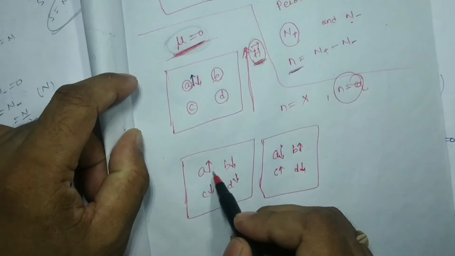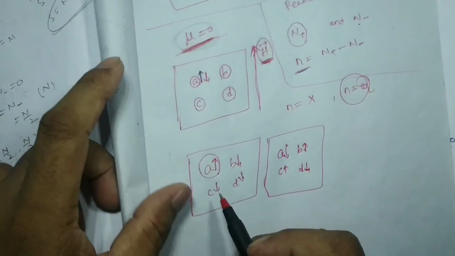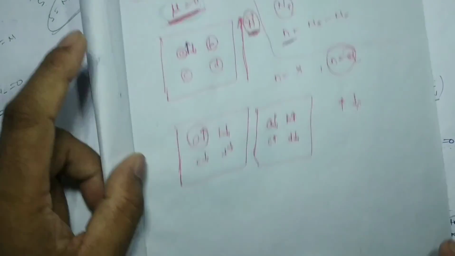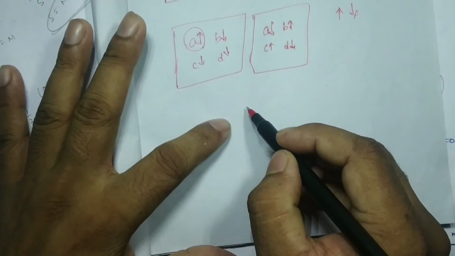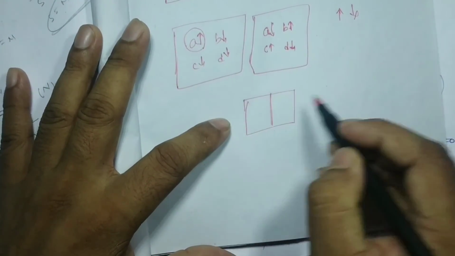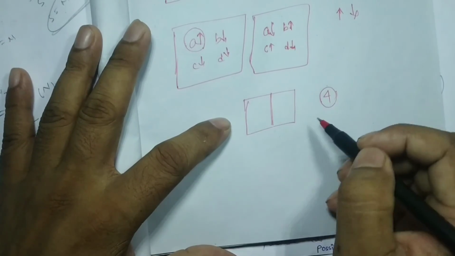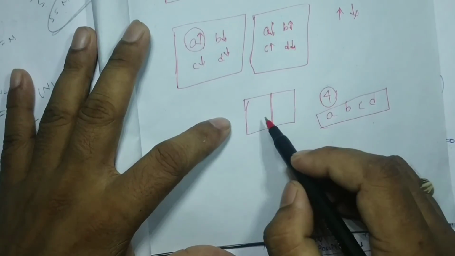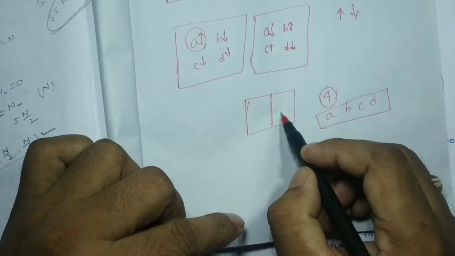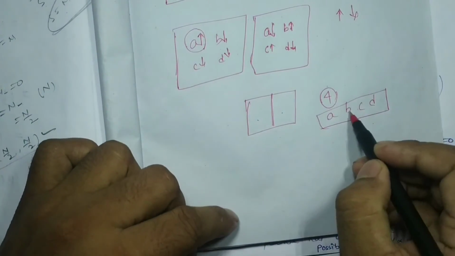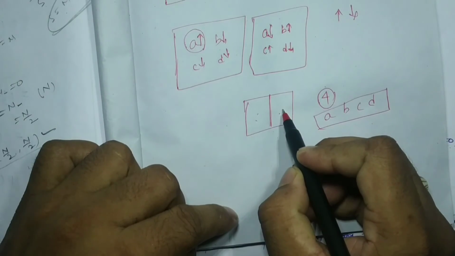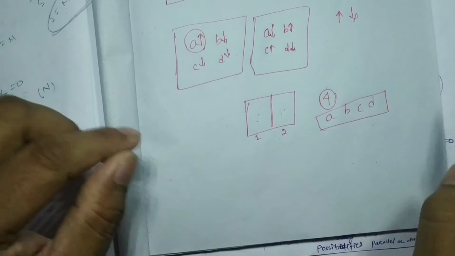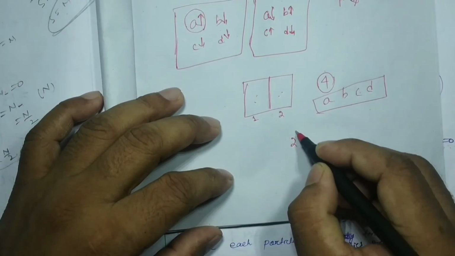So that means each particle has two possibilities, either up or down. If it is so, then we can recall two compartments, four particles, A, B, C, D. A can be moved here, also here. B also can be moved here or also here. C can be moved to compartment 1 or compartment 2. Then what will be the total number of arrangements? The total number of arrangements will be 2 to the power 4.